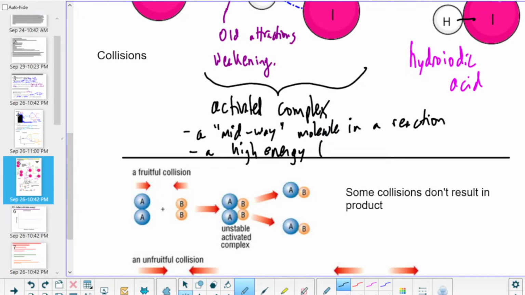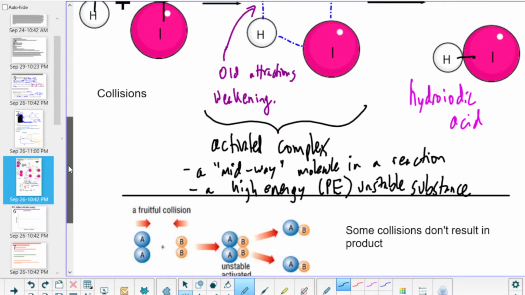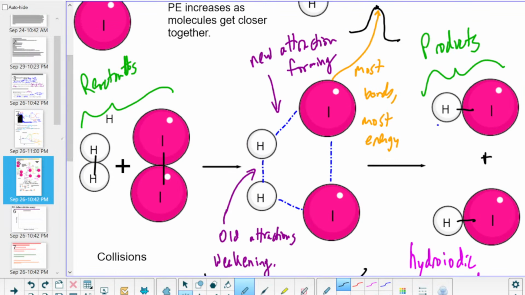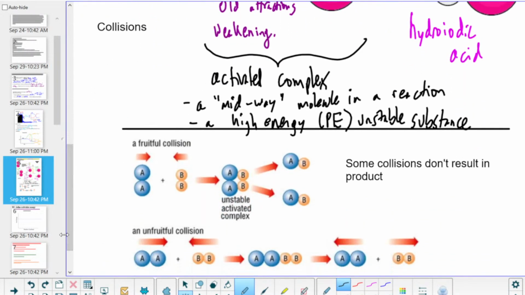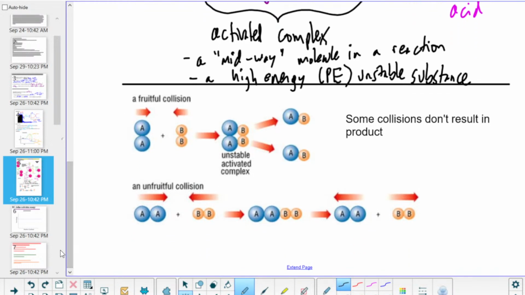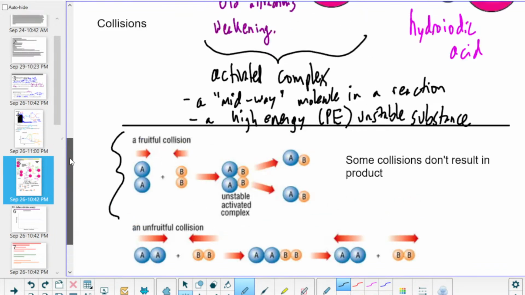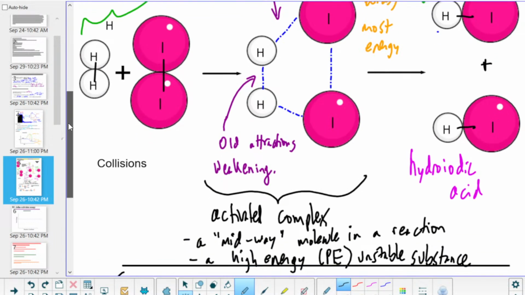So it is a very high energy. And by high energy, we mean potential energy, an unstable substance. They do not exist very long. It's like being at the very tippy top of a tree. Being right here means it either has to slide back and become reactants, or slide forward and become products. Now, I did give you a diagram down below that shows the whole thing as well, so that you have something in addition to yours or my hand drawings.